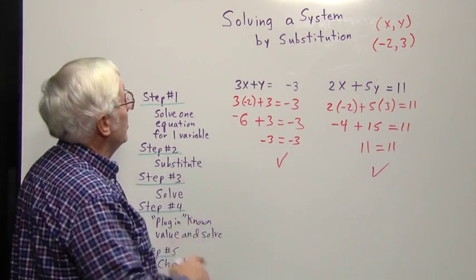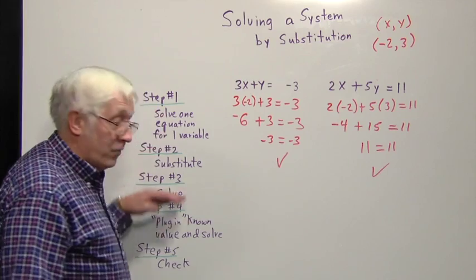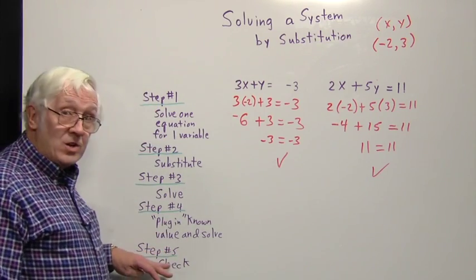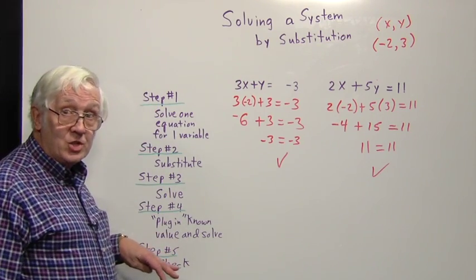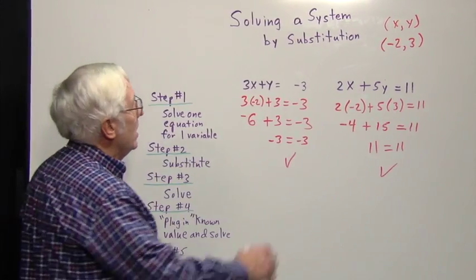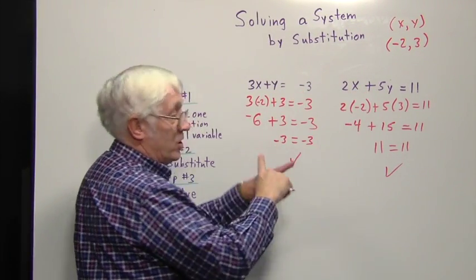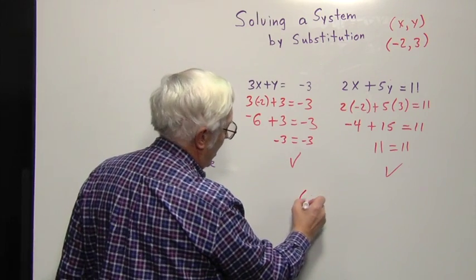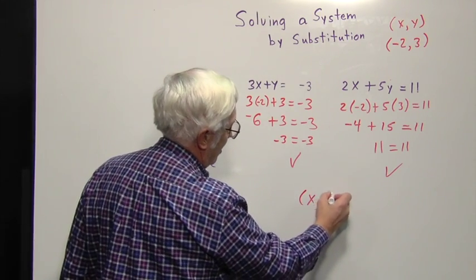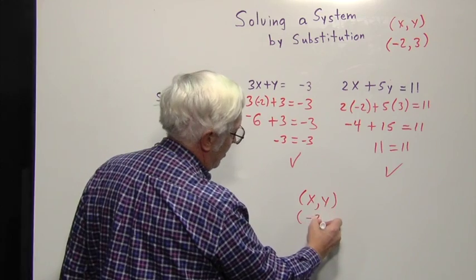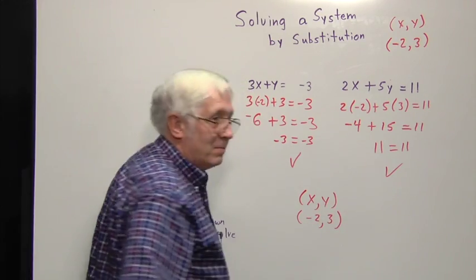Okay, so our conclusion, following this method, in which the last step is to check our results, is these equations intersect when x equals -2 and y equals +3.